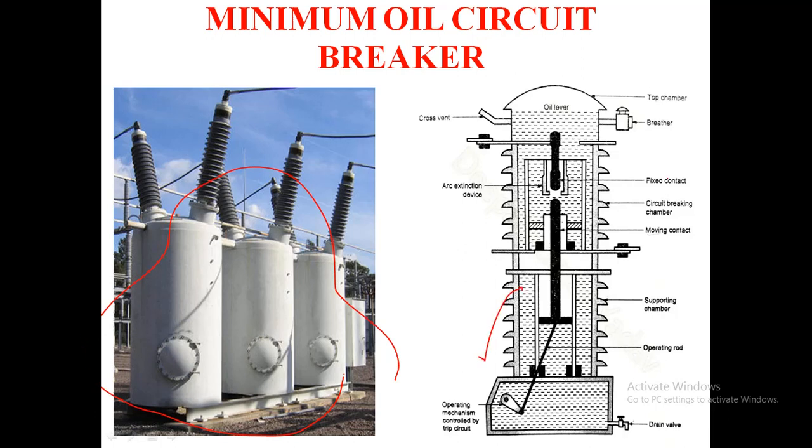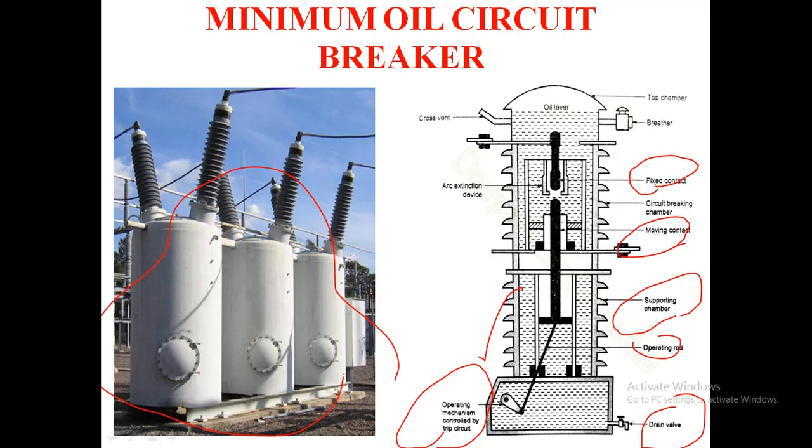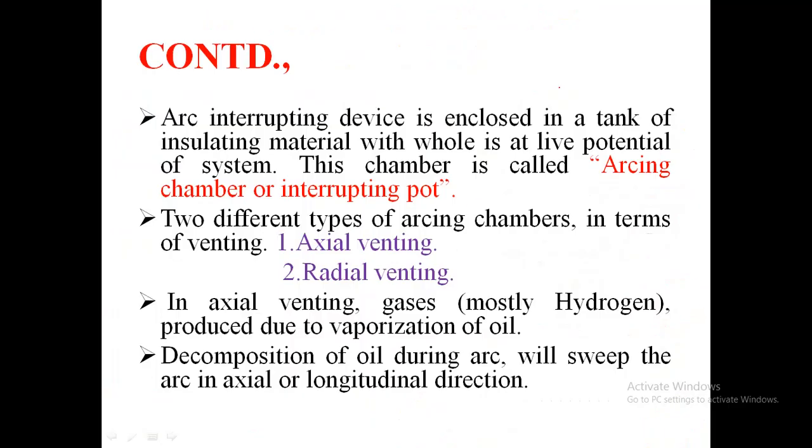It has the drain valve and an operating mechanism controlled by a trip circuit. This is the operating rod and supporting chambers, and here we have two contacts, the moving contact and the circuit breaking contact, breather, top chamber, and cross vent arc extension device, and this is the oil level. So these are present in the minimum oil circuit breaker.